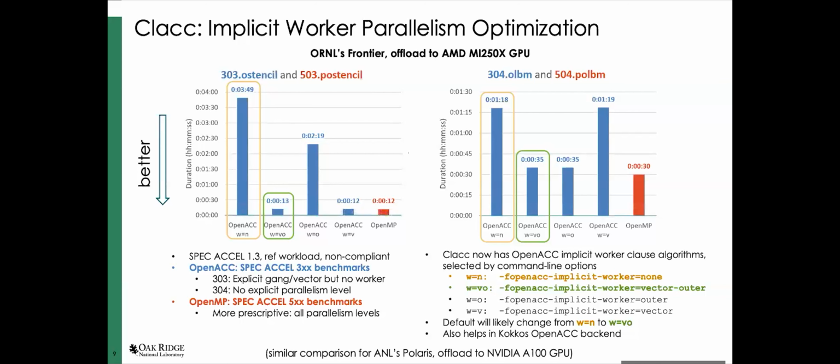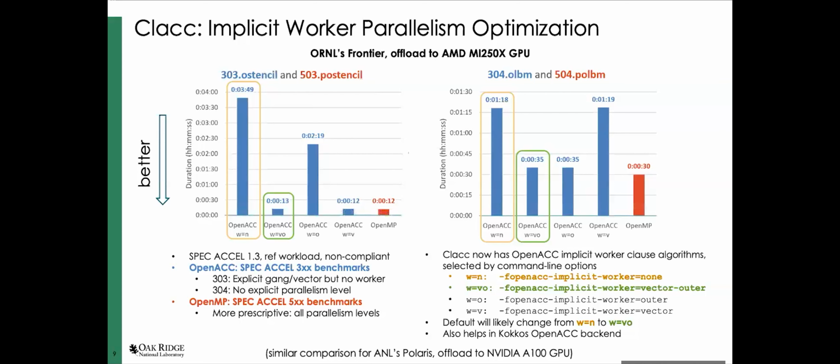This is the first time we've been able to show such competitive performance when compiling SPEC ACCEL benchmarks with Clacc without manually modifying the OpenACC benchmarks to match the levels of parallelism prescribed in the OpenMP benchmarks. This algorithm for implicit worker parallelism also works well with Kokkos, and so it, or something like it, should become Clacc's default in the near future.